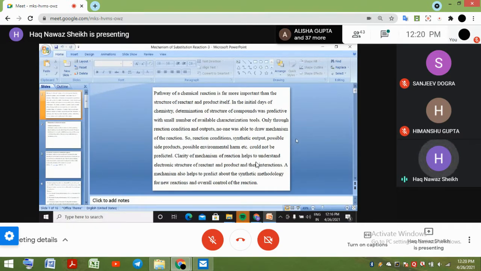And then ultimately we can also change the incoming group. If the incoming group is changed and the rate of the reaction changes, then it is obviously an associative mechanism. And if it is not dependent on the nature of the incoming group, then obviously it is the SN1 mechanism.